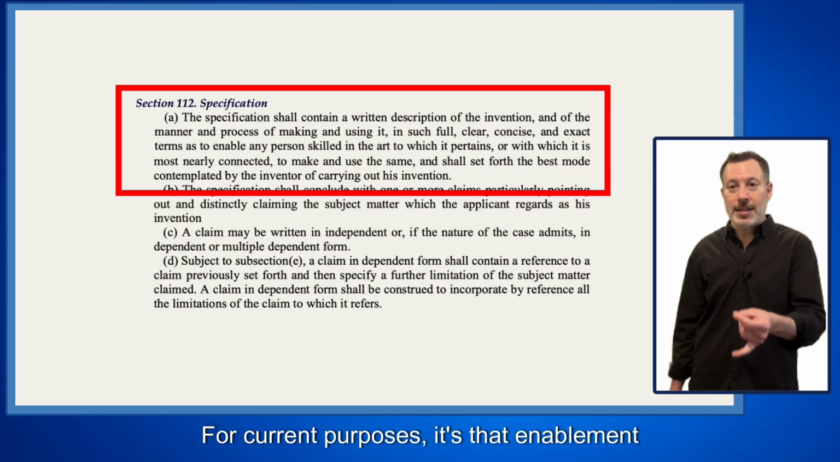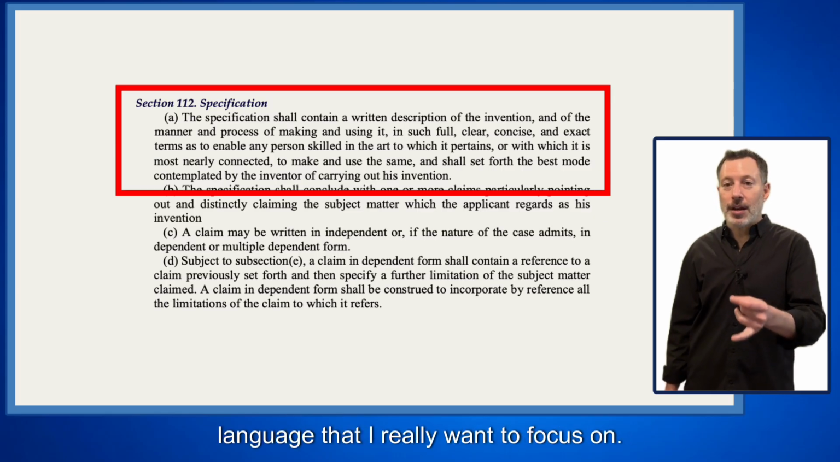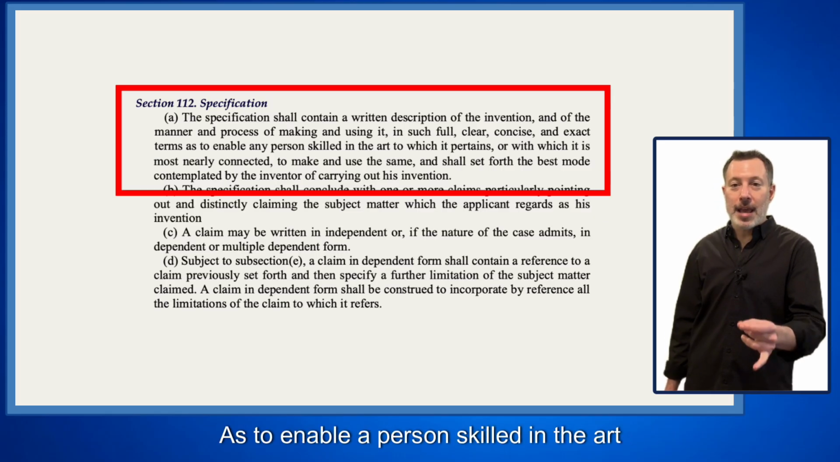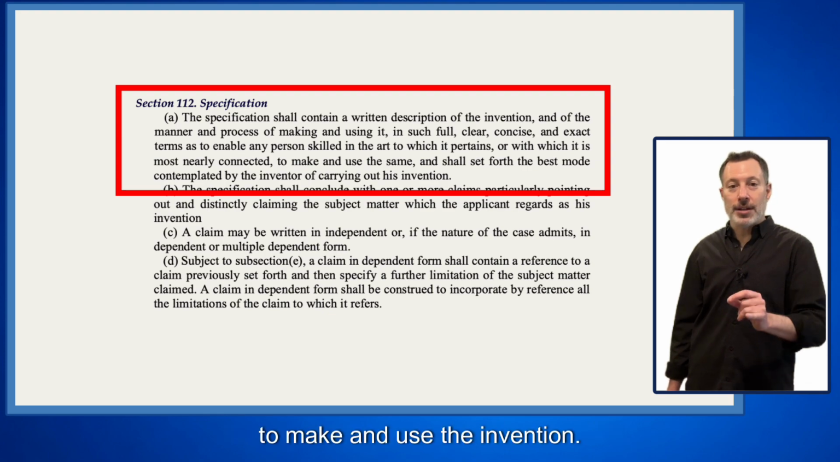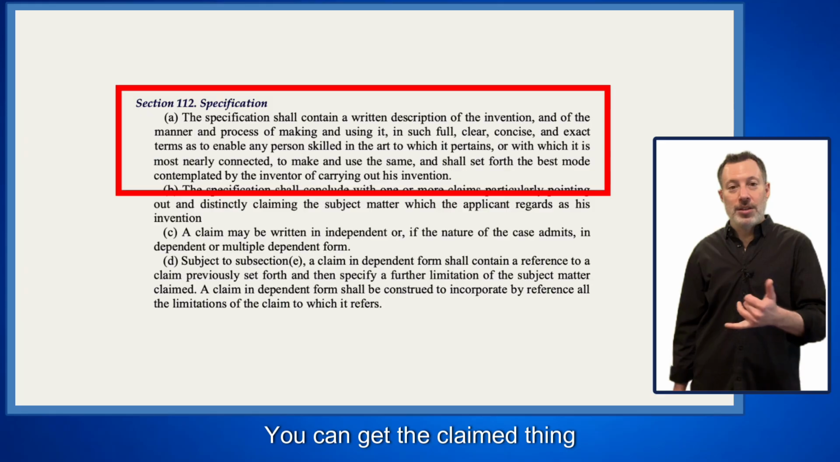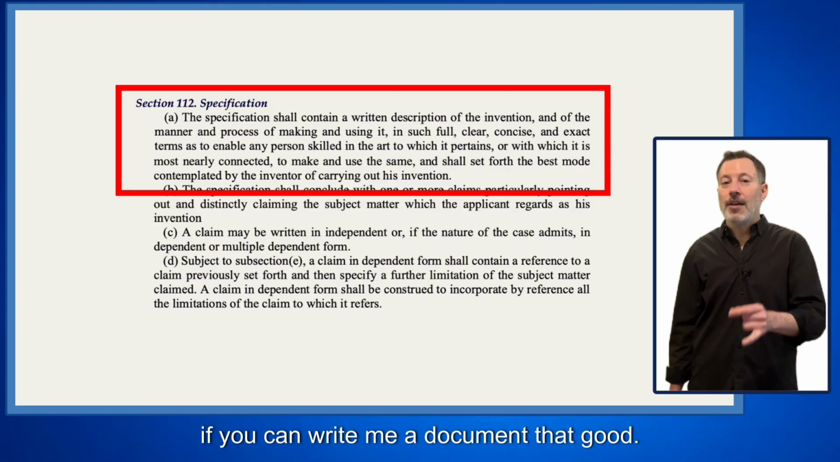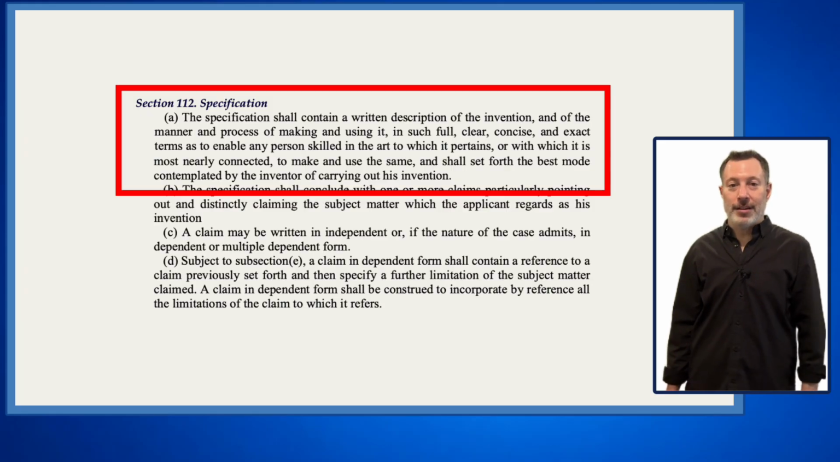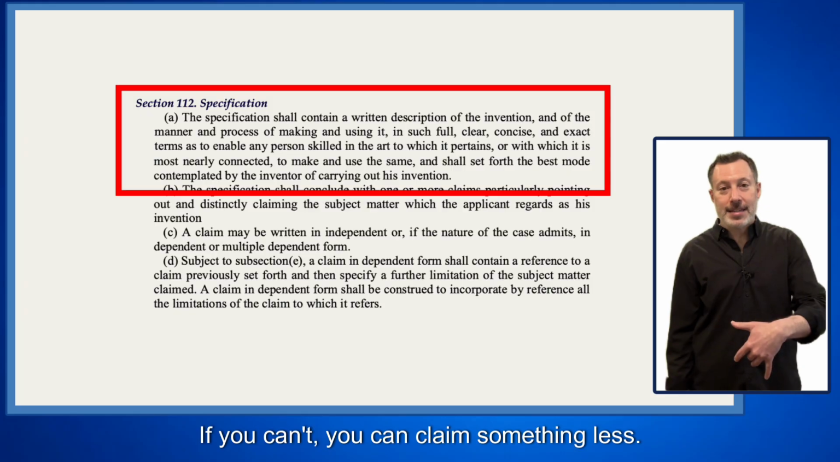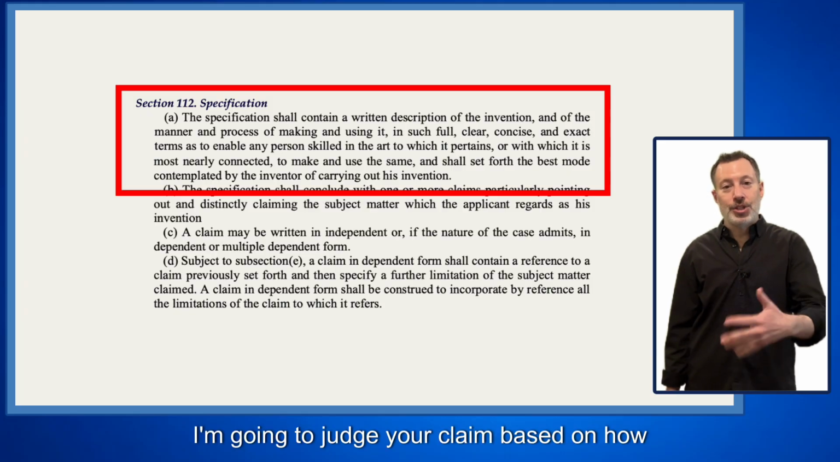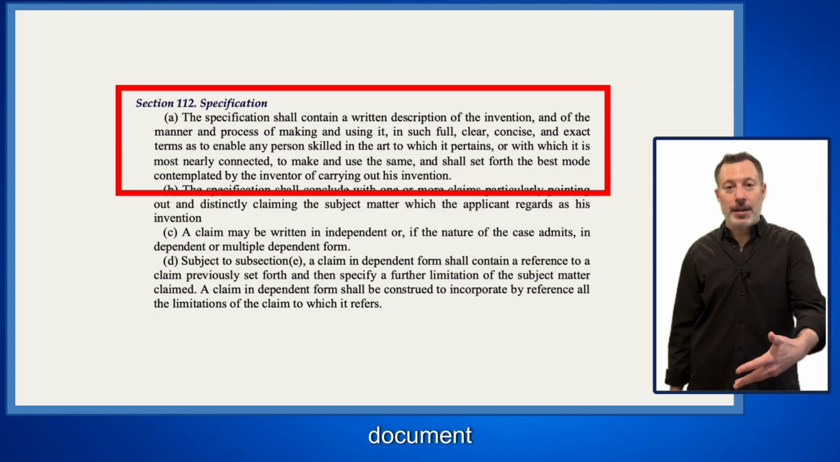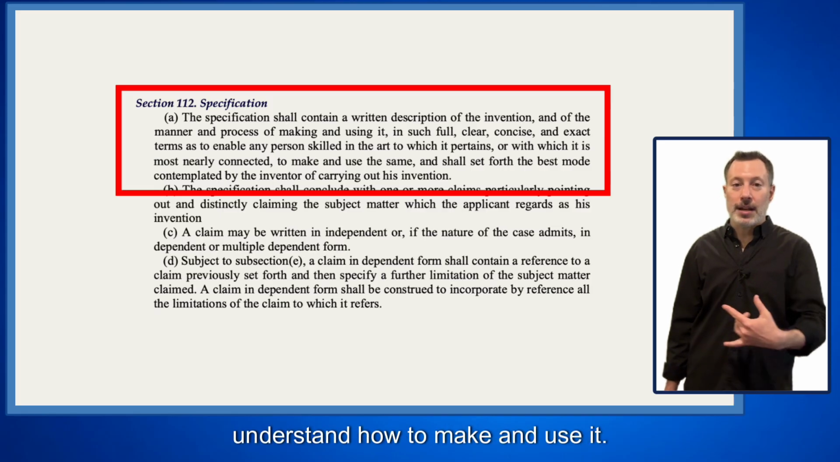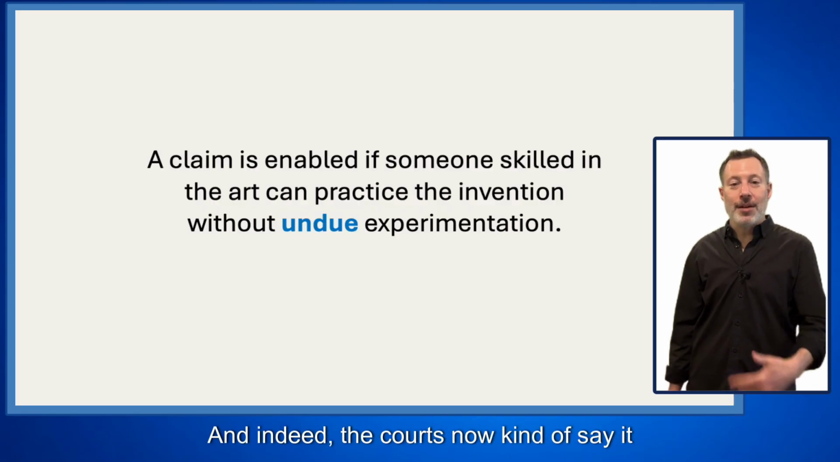For current purposes, it's that enablement language that I really want to focus on, as to enable a person skilled in the art to make and use the invention. That's our test. You can get the claimed thing if you can write me a document that good. If you can't, you can claim something less, but I'm going to judge your claim based on how well you were able to write me a supportive document so someone skilled in the art would understand how to make and use it. And indeed, the courts now kind of say it this way.